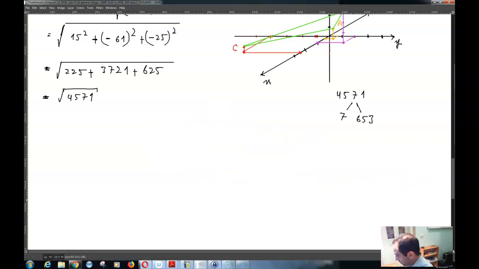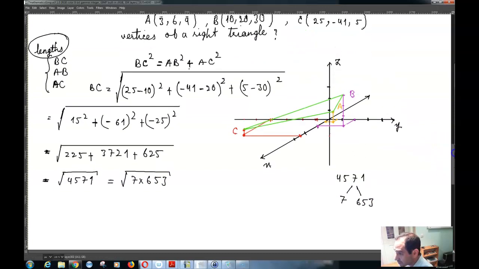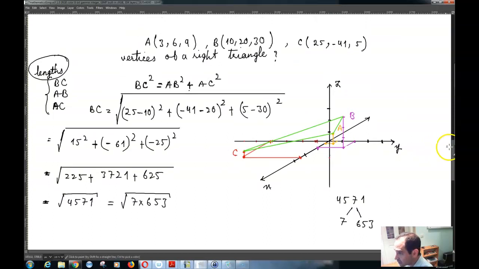So then what that means is that I can write this square root as the square root of 7 times 653, in case that's required later. So that means that the length BC is equal to the square root of 4571, which is the same thing as the square root of 7 times 653.